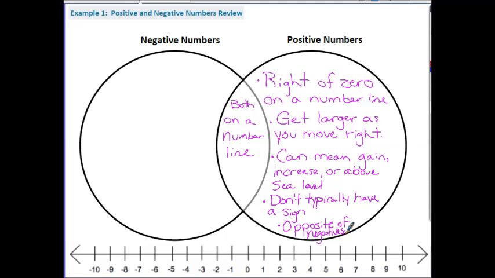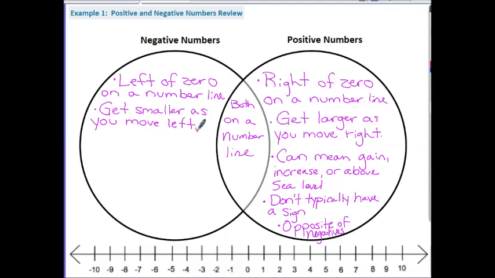Now with those in mind, let's take a look at the negative numbers. Let's follow along with what we've done here. We know that positive numbers are to the right of 0 on a number line. Negative numbers are going to be to the left of 0. We noted that positive numbers get larger as you move to the right. You'll notice here that as we move to the left, these numbers are actually getting smaller and smaller. Now this is a very common misconception that we need to fix right away. As you move to the left, they get smaller. So that means that -10 is a smaller number than -8 or -7.